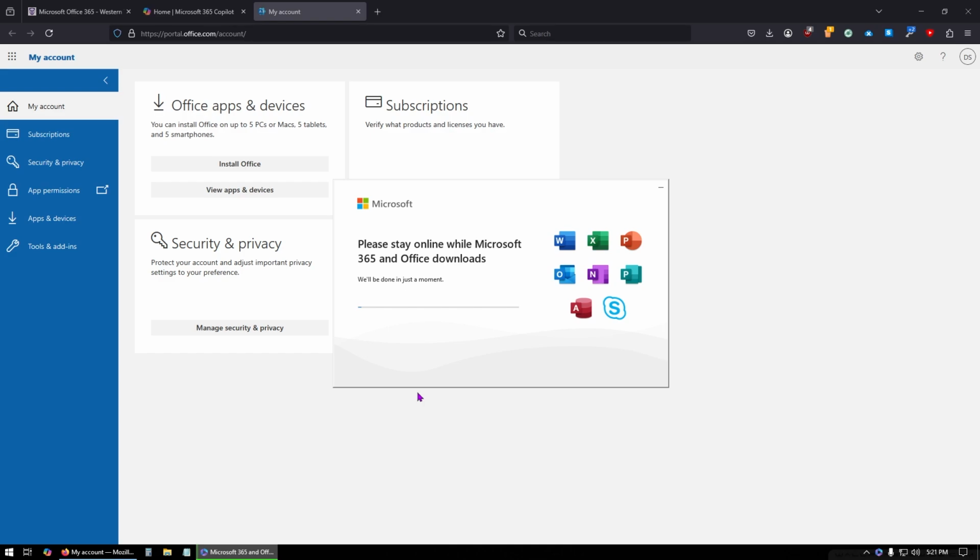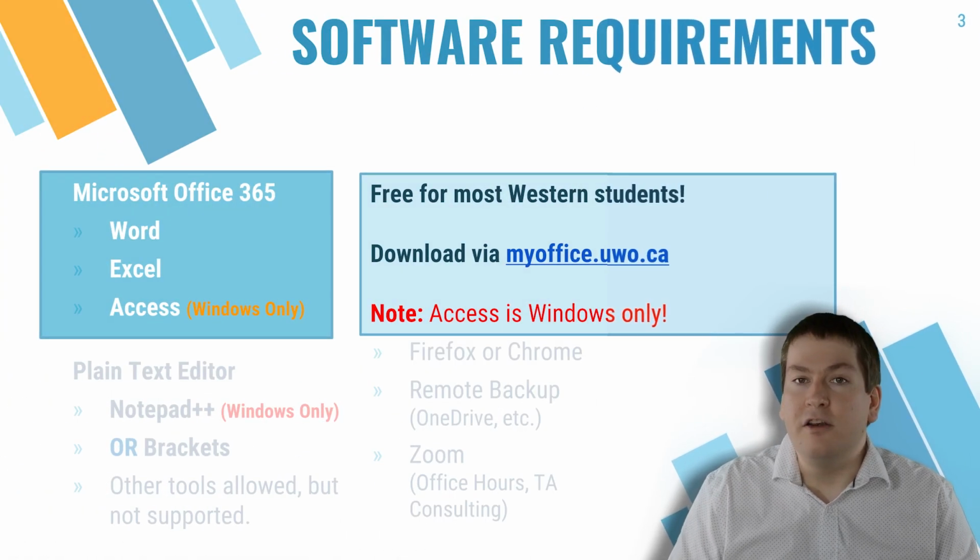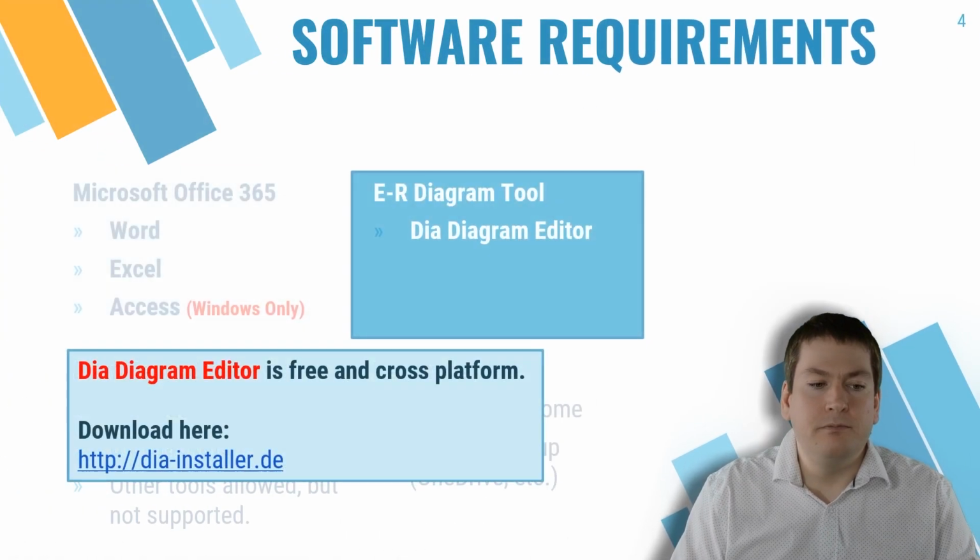Again, keep in mind, if you're on macOS, you won't have Microsoft Access. Instead, you'll have to use MyVLab. And I have a separate video about how you can use that on macOS. If you're using Windows, you don't have to worry about that. And we'll go back and talk about the other software packages.